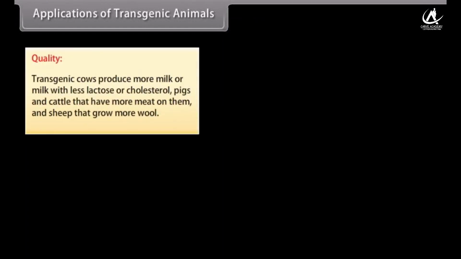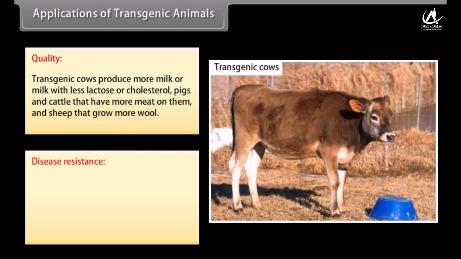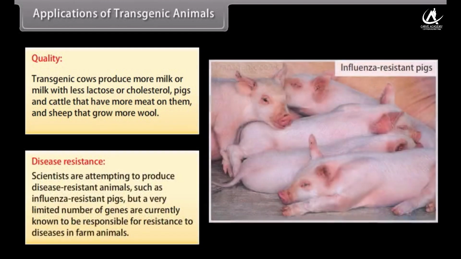Quality. Transgenic cows produce more milk, or milk with less lactose or cholesterol; pigs and cattle have more meat on them, and sheep grow more wool. Disease resistance. Scientists are attempting to produce disease-resistant animals, such as influenza-resistant pigs, but a very limited number of genes are currently known to be responsible for resistance to diseases in farm animals.